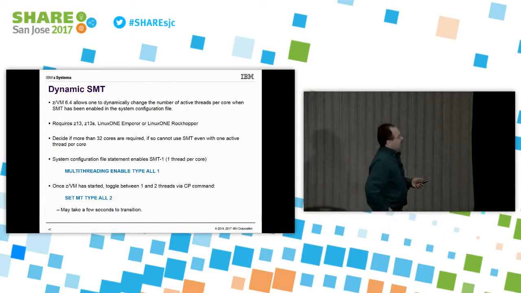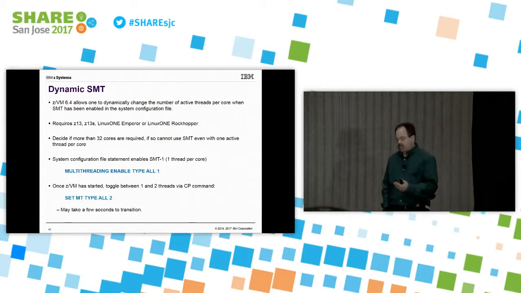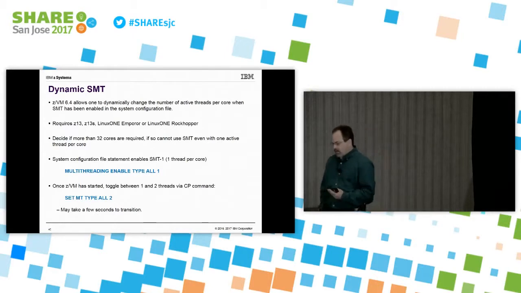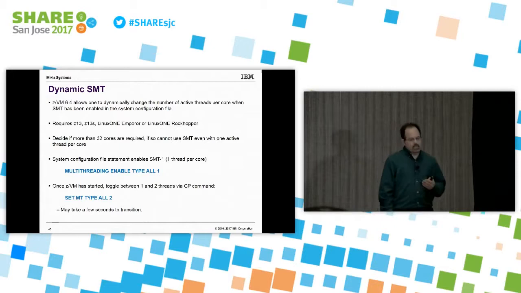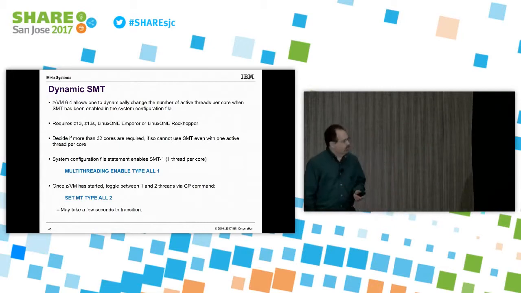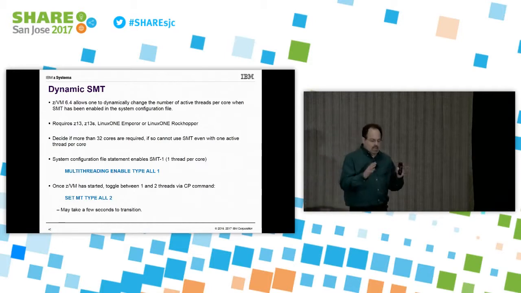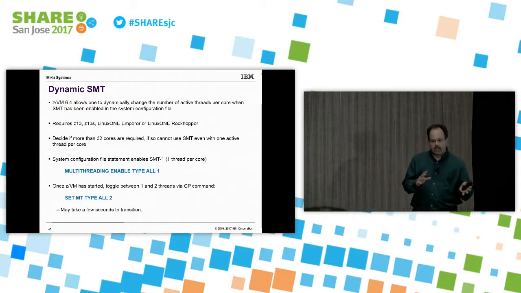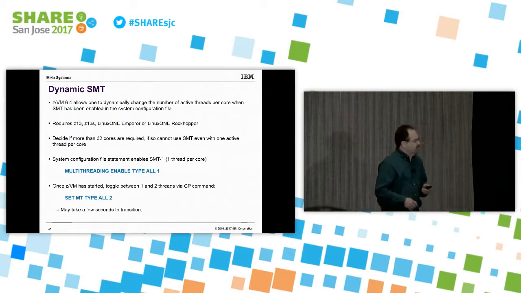So now with dynamic SMT, we allow you to dynamically change the number of threads per core that are being used when SMT has been enabled. So you still have to enable SMT, but you can enable it for one thread per core, which we found gives you consistent, almost equivalent results of running with SMT disabled.